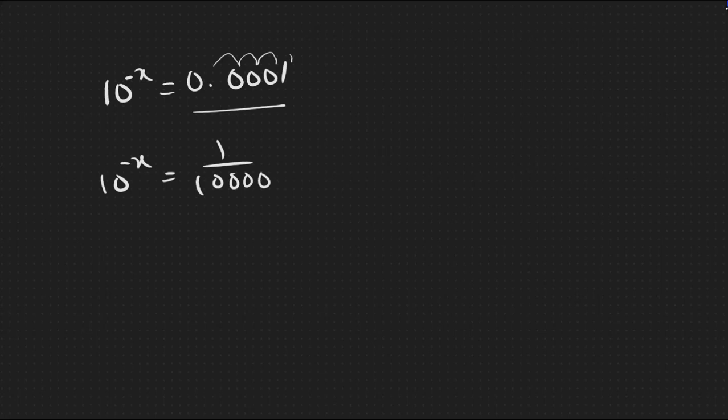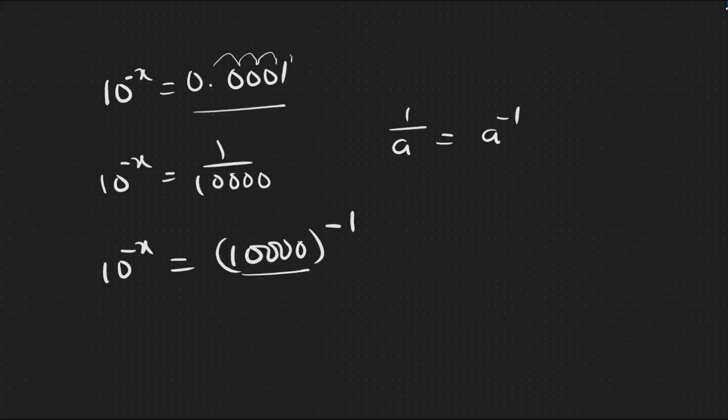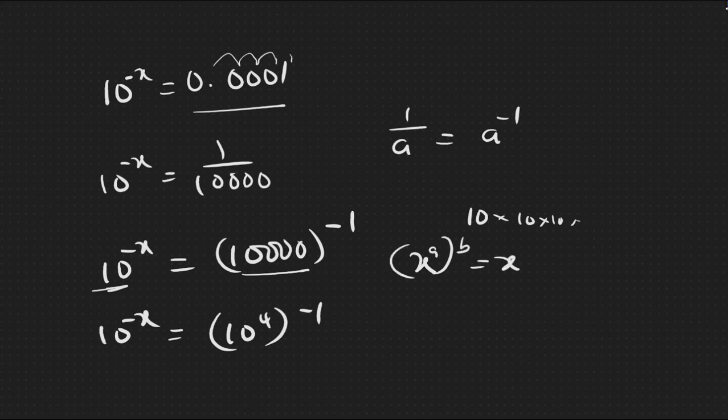Next, 10 to the minus x is equal to 0.0001. So converting this one to a fraction now, we move 1, 2, 3, 4. So we're going to say 10 raised to power minus x equals 1 over 10,000. Now converting from 1 over a to a raised to power minus 1, this is the same as saying 10 raised to power minus x is equal to 10,000 to the power of minus 1. And this one here is the same thing as 10 times 10 times 10 times 10, 4 places. If you multiply 10 in 4 places, you're going to have this. So we're going to have 10 raised to power minus x equals 10 raised to power 4, to the power of minus 1. So remember that when you have x raised to power a to the power of b, it is the same as x raised to power ab.